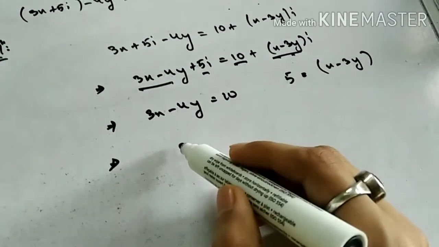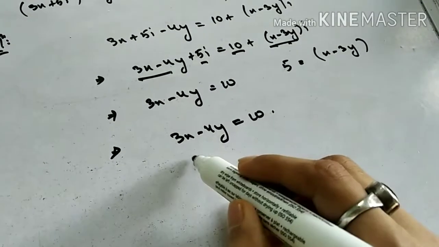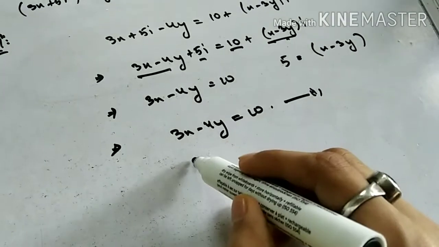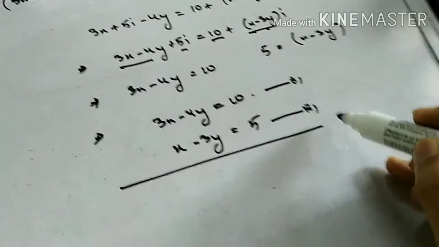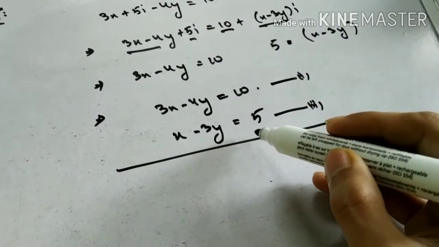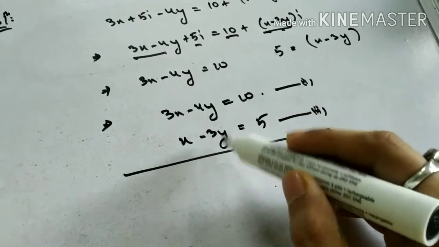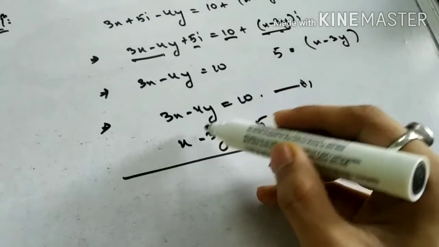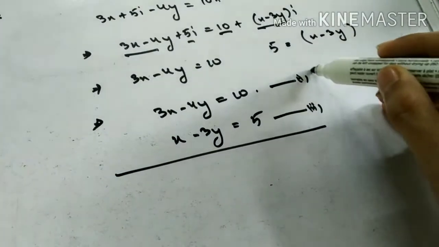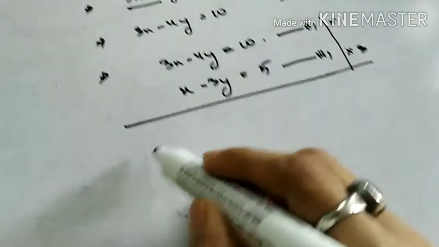Okay. So therefore in here two equations I got. 3x minus 4y is equal to 10, this is our equation 1, and below this you write x minus 3y is equal to 5. This is our equation number 2. Now I will have to eliminate either x or y, either one of the variables, and I will have to find the other. So in order to do that, I will multiply this by 1 and this by 3.